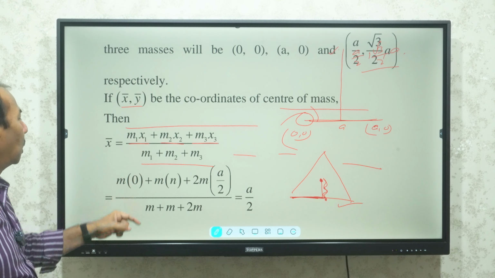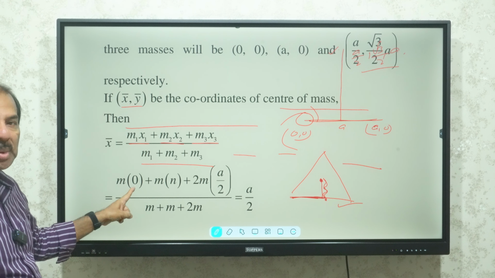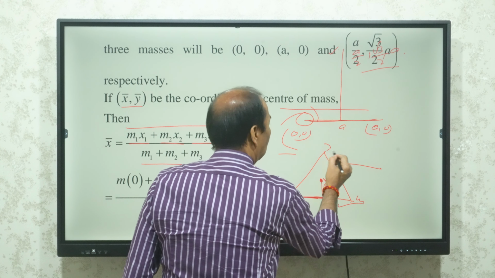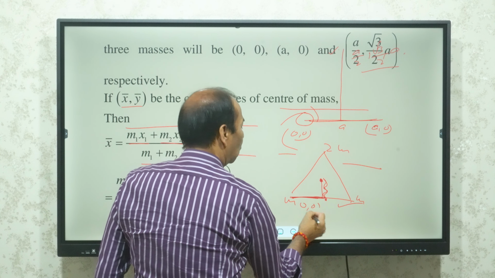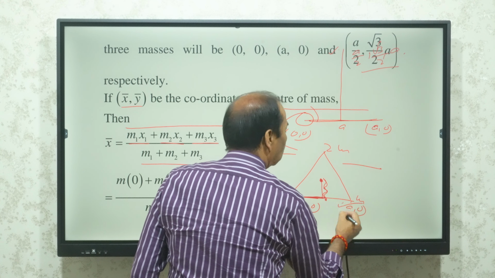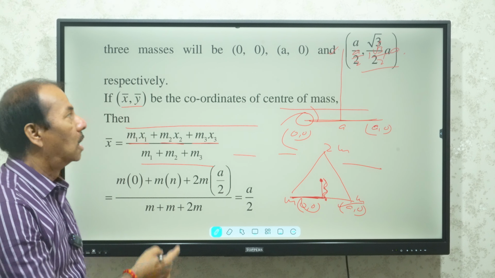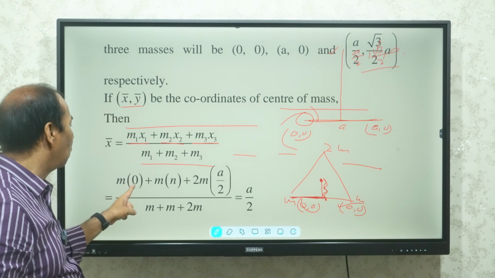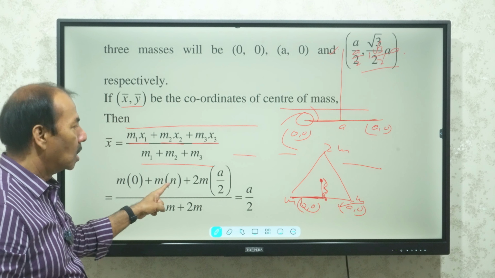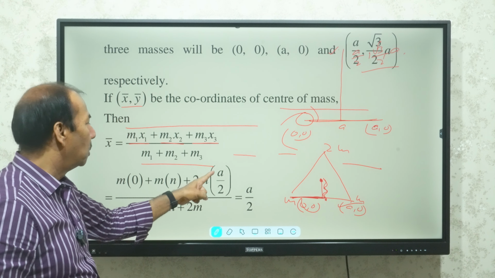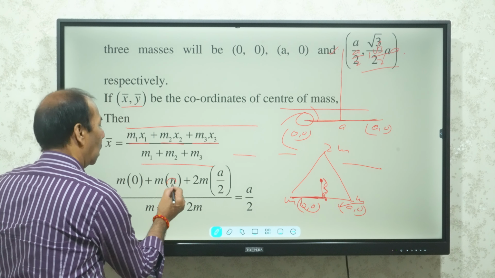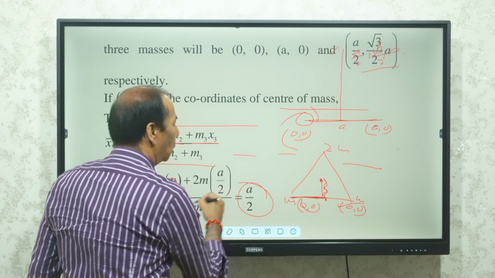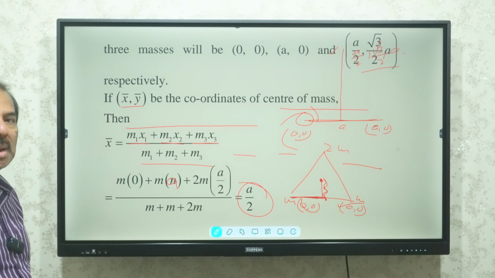So for x bar, here the mass value is m, here it is m, here it is 2m. This was 0, 0, this is A, 0, and this is A by 2, root 3 by 2 A. So we have to simplify this. m into 0 plus m into A plus 2m into A by 2, divided by m plus 2m, so this gives you A by 2. And similarly, we can calculate the y coordinate.